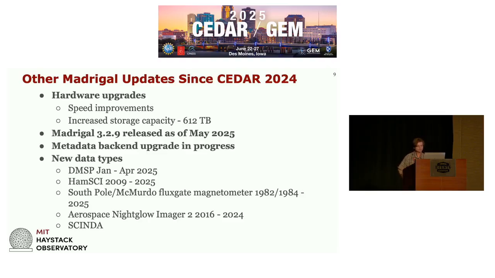A few other updates since last CEDAR. We have some hardware upgrades, which of course has some speed improvements associated with that. We have some increased storage capacity up to 612 terabytes. The Madrigal 329 was released about a month ago. I'm currently working on a metadata backend upgrade such that we will have quicker queries and faster updates going forward. And additionally, we have several new data types.